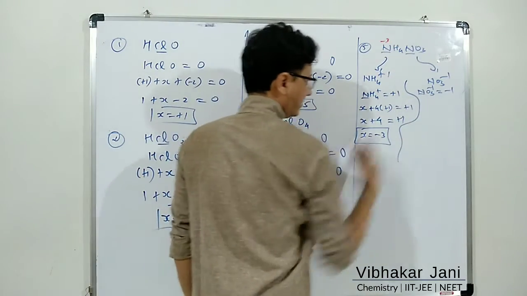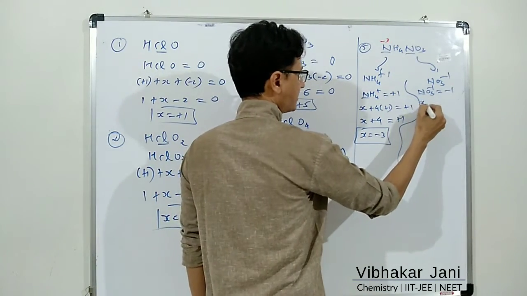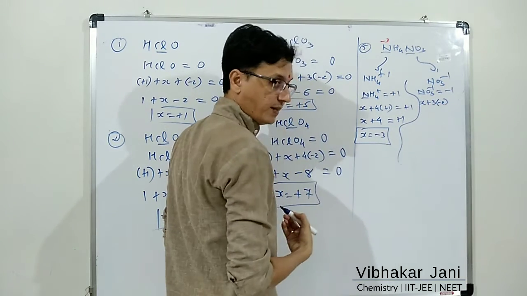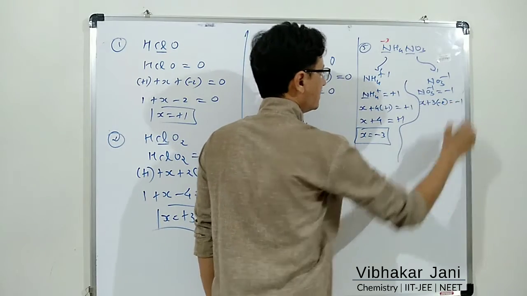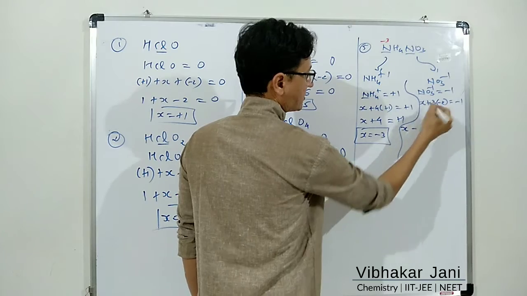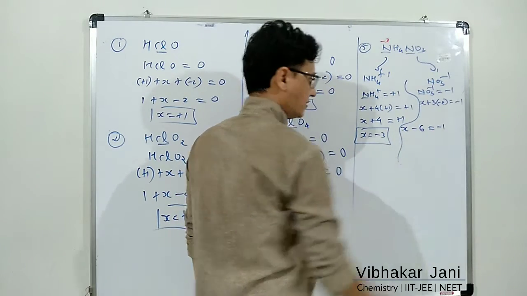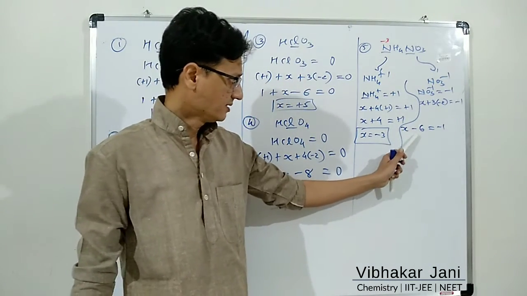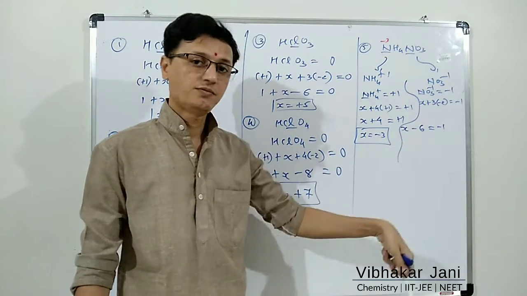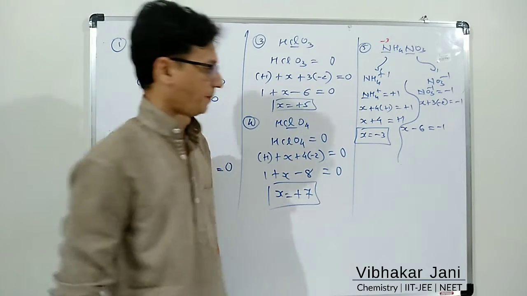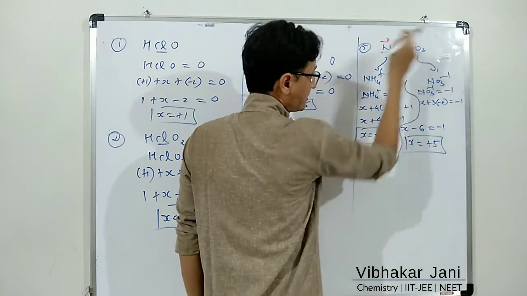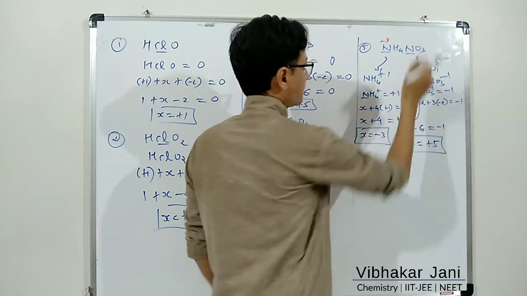Okay. Now once again, oxidation state of nitrogen, that means X +3 multiplied by oxidation state of oxygen, which is always -2 in most of the compounds, is equal to -1. Now X -6 is equal to -1. Now if this -6 goes to the other side, then it will become +6, and +6 -1 will give us +5. So the oxidation state of nitrogen in this species is +5.